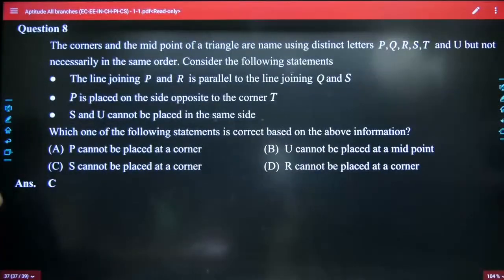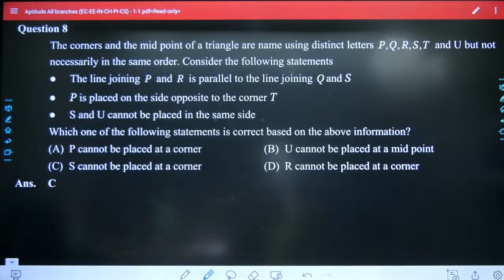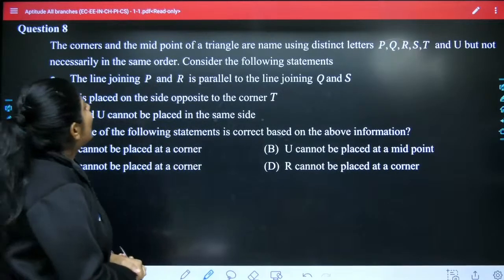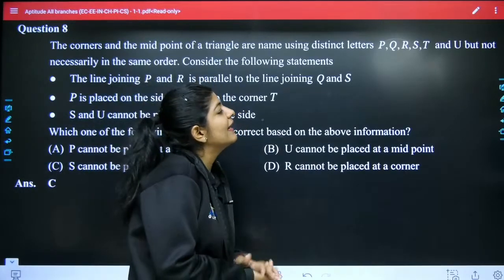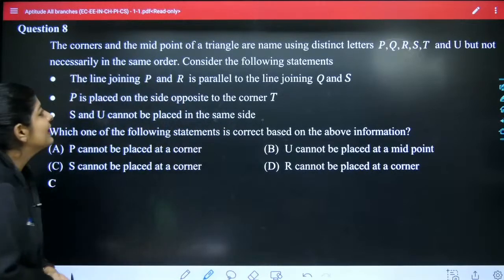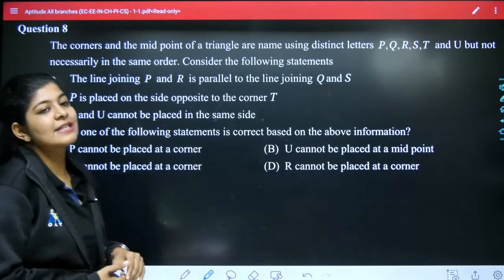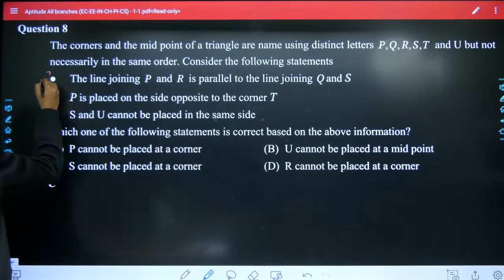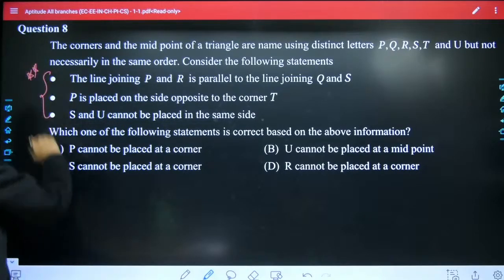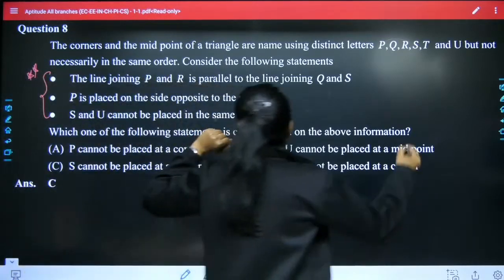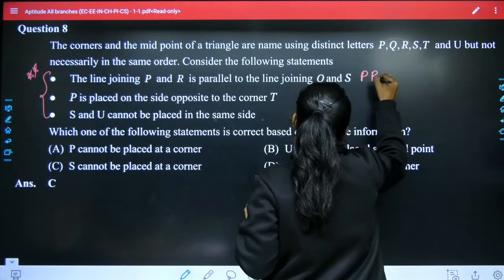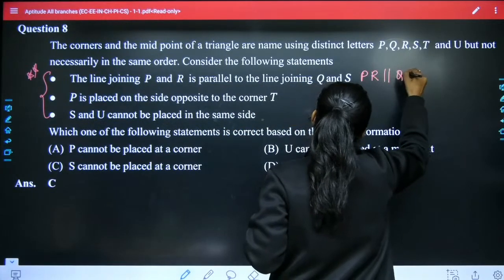Okay, here we have a sitting arrangement, and we need to draw the diagram of this sitting arrangement. Okay, the corners and the midpoints of the triangle are named using distinct letters P, Q, R, S, T and U, but not necessarily in the same order. Consider the following statements. Here we have some conditions, and these conditions are very important. Now what are these conditions? The line joining PR is parallel to the line joining QS. It says that the line joining PR is parallel to the line joining QS, right?